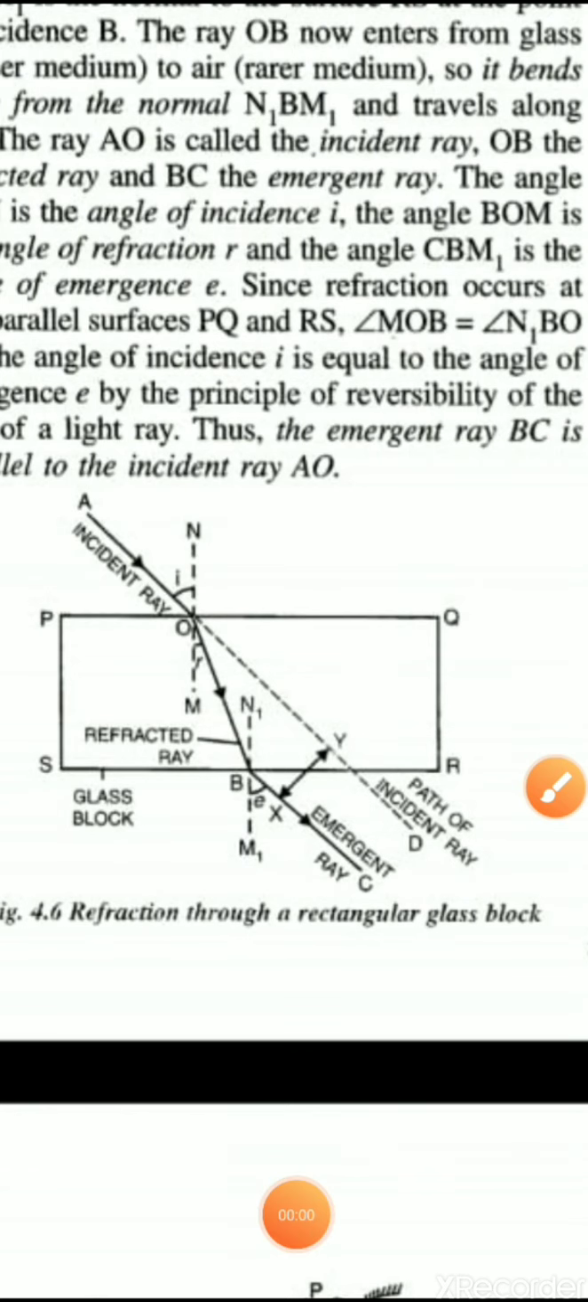First let us see, whenever the ray of light is moving from air medium towards your glass medium, that it's going to be denser in this case.